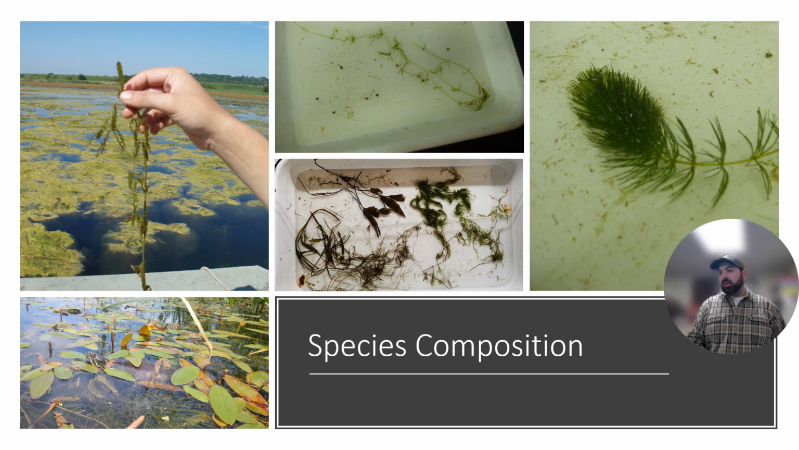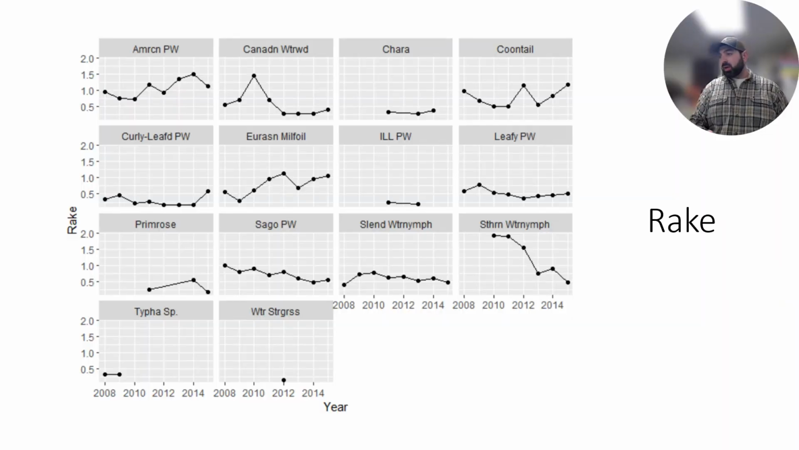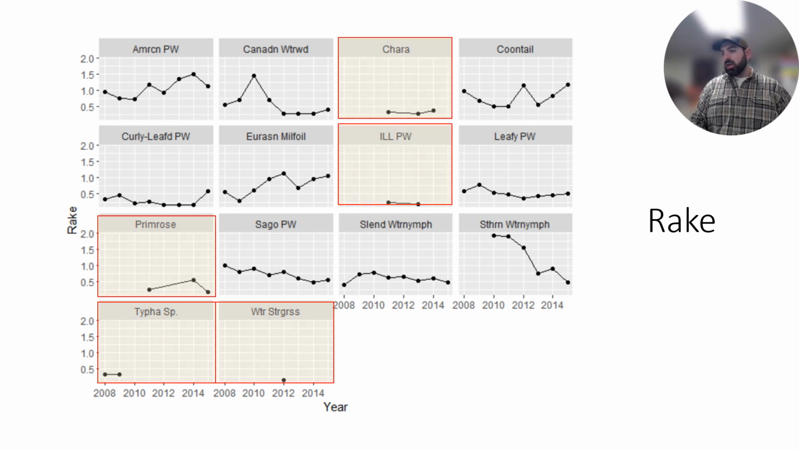Several different species are present in the data sets, and so we'll take a look at what we see. Here's a spread of data showing all the different species present in the rake data set that are submerged vegetation. These are figures, but it's kind of like a table of figures, so I'm going to take a table approach of highlighting some of these as I talk to them. First of all, there's a bunch that are not often occurring or occurring at very low levels. So we've got chara, Illinois pondweed, primrose, typha, and water stargrass.